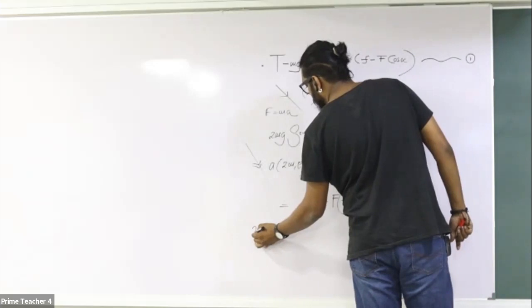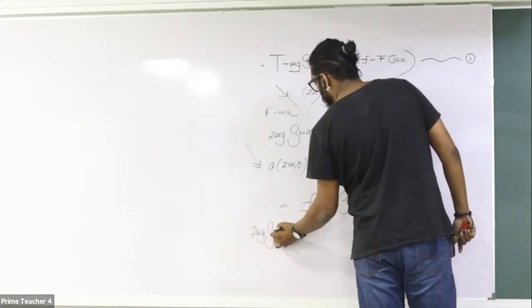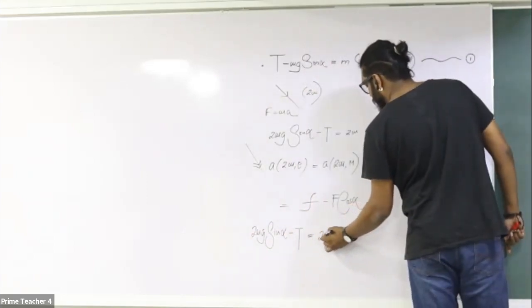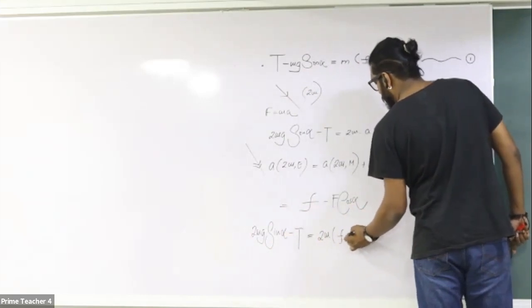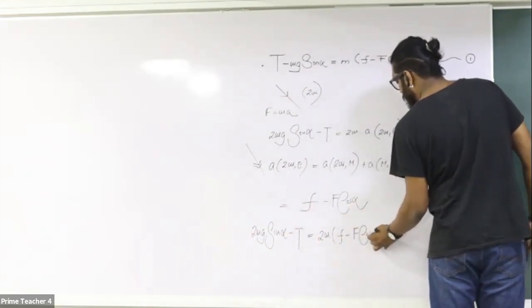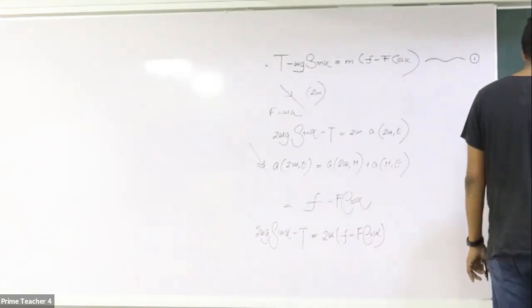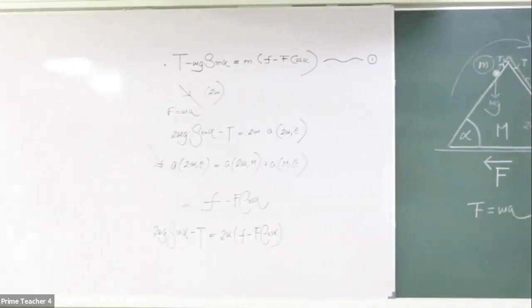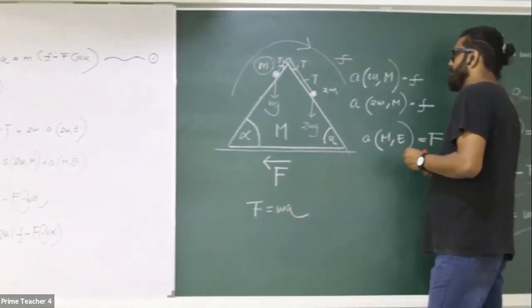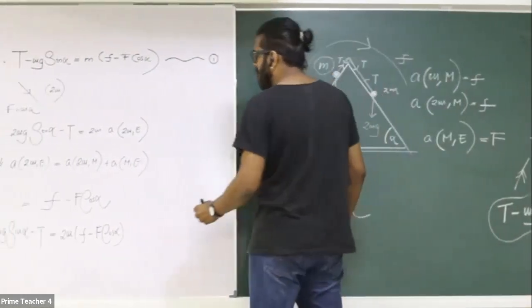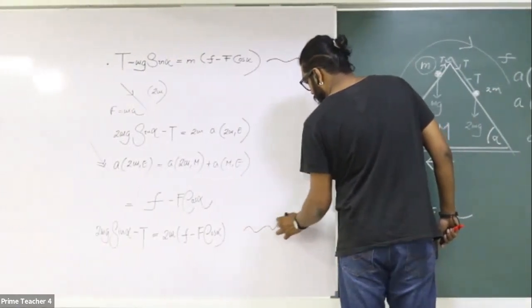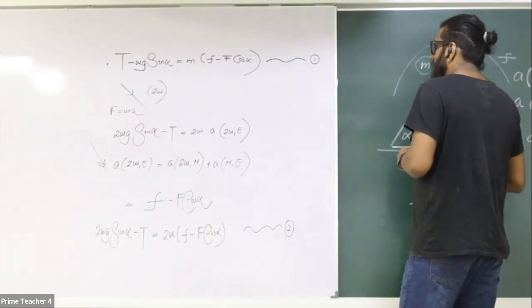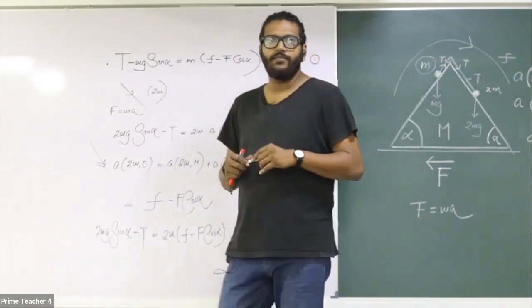So you may write 2mg sin alpha minus the tension equals 2m times f minus f cos alpha, right? Yeah. That is equation number 2. Right? So complete that as well.